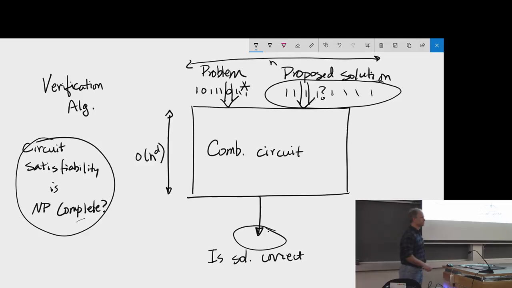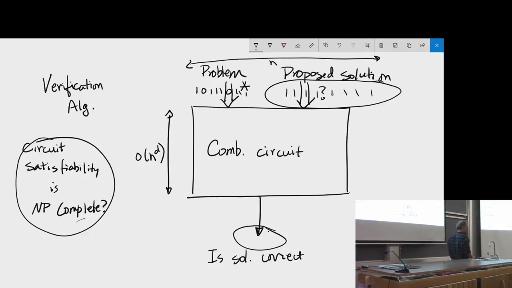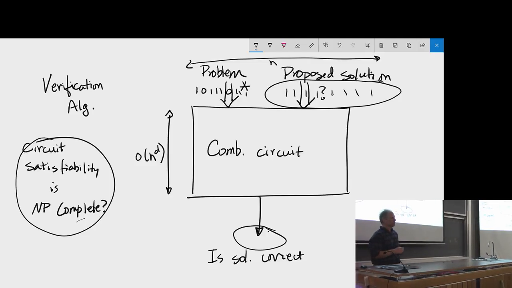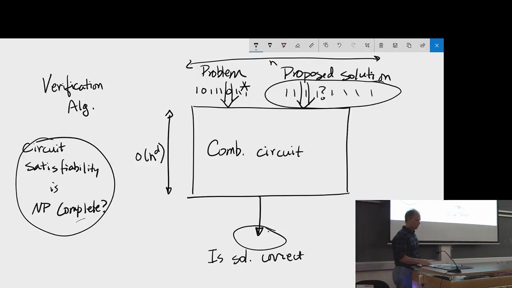I'm sorry, this might be backtracking a little bit, but are we just assuming that circuit satisfiability is NP complete then? No, we're proving it's NP complete. That's the point of this. The whole point is to prove circuit satisfiability is NP complete. Because doing that, we can then reduce every other problem to it. Well, to prove that circuit satisfiability is NP complete, you have to prove that every problem reduces to it.